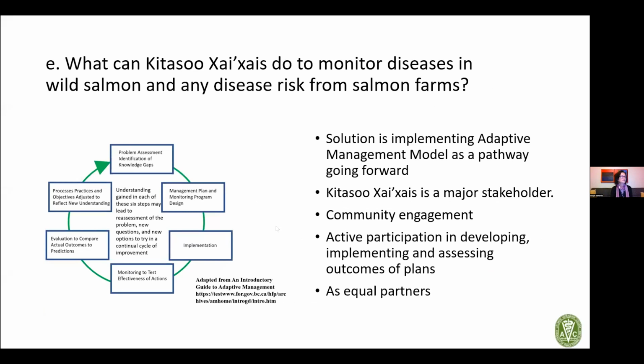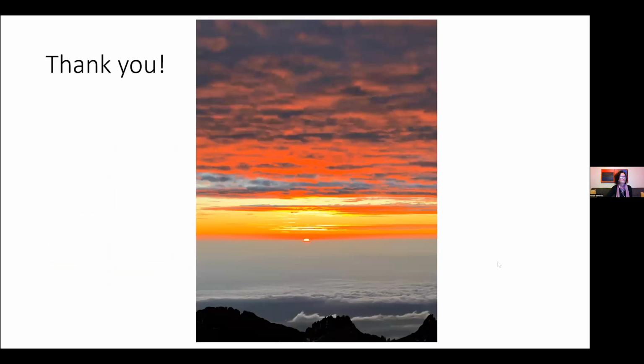The last point I want to bring up is something that was asked: what can the Kitasoo do to monitor diseases in wild populations and try to mitigate risks? Bottom line, I think we need to look at the picture holistically. There's the wild and farm, but it's a whole ecosystem. What we need to be doing is working towards adaptive management to try to figure out the best way forward. And I think the Kitasoo are the major stakeholder. You need to have community engagement, and you need to be involved in developing, implementing, and assessing any of the plans as equal partners. So that's it.